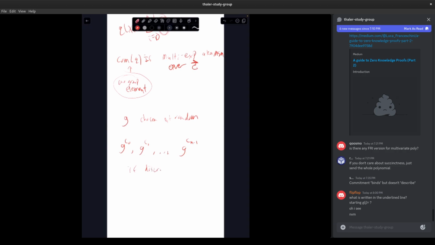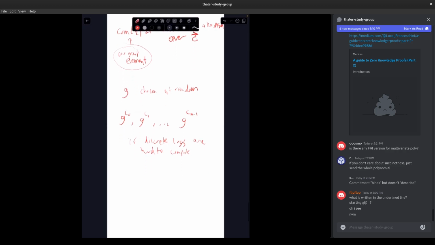if discrete logs are hard to compute in this group, what that means is, I'm being very hand wavy here. Do not go and try to write a security proof that looks anything like what I'm saying. I'm just trying to be very intuitive here. So if discrete logs are hard to compute, what that means is given G to the CI, it's hard to figure out what CI is. So intuitively, CI should be hidden from the verifier because, given CI in the exponent, the verifier can't pull CI out of the exponent. That's what it means for discrete logs to be hard to compute. Okay, so that would hide the CIs from the verifier intuitively, but there's still one group element per coefficient here, so that's no good.